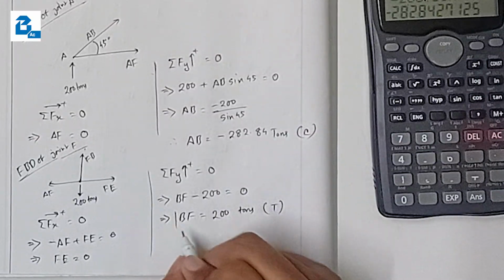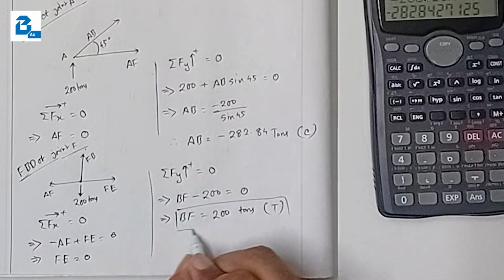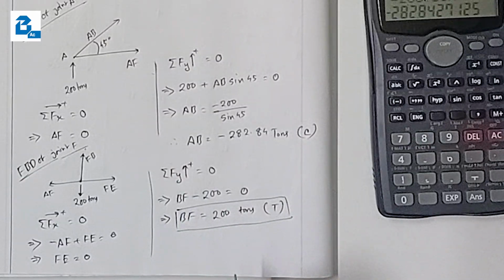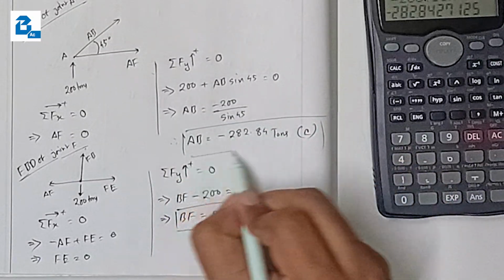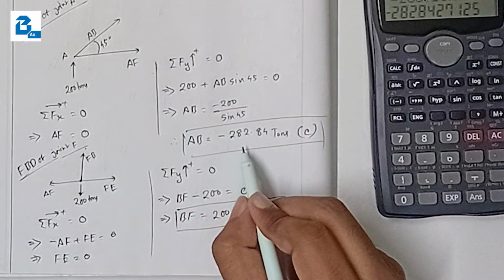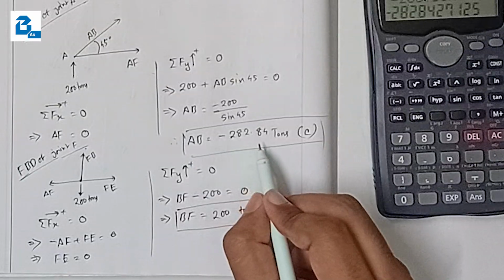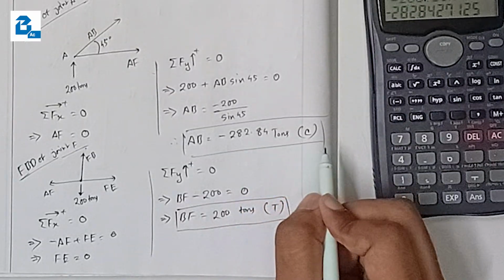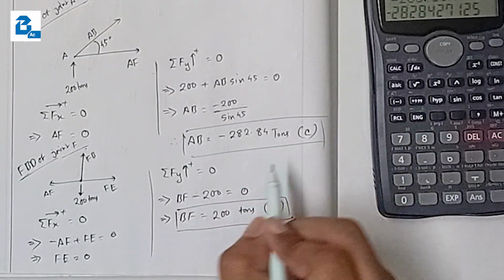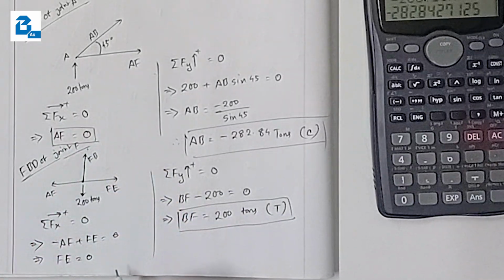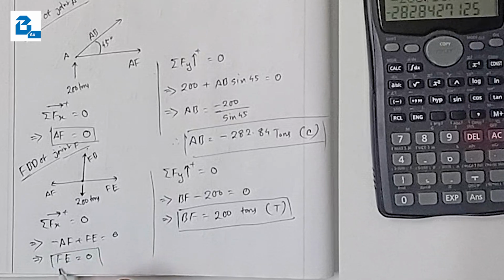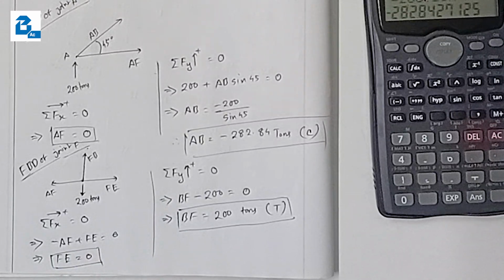So there we have it: the member BF contains 200 tons of tension force, and AB contains minus 282.84 tons, a compressional force. And then AF is carrying 0 load, and FE is also carrying 0 load.